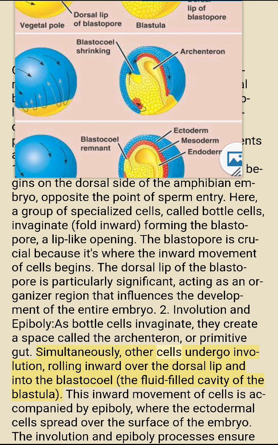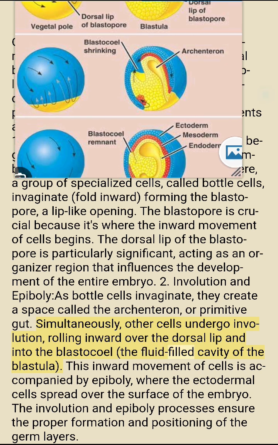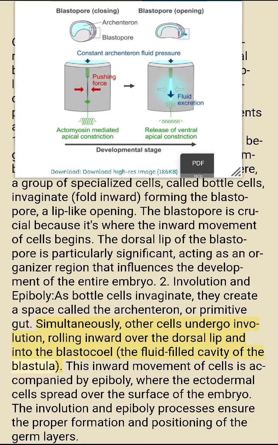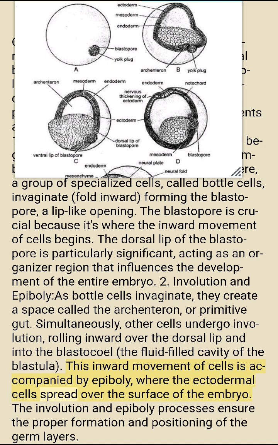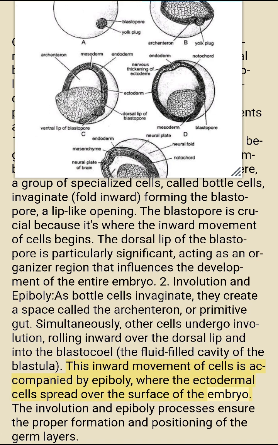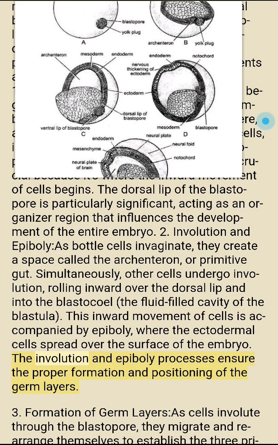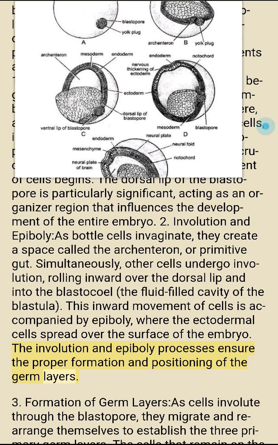Simultaneously, other cells undergo involution, rolling inward over the dorsal lip and into the blastocele, the fluid-filled cavity of the blastula. This inward movement of cells is accompanied by epiboly, where the ectodermal cells spread over the surface of the embryo. The involution and epiboly processes ensure the proper formation and positioning of the germ layers.